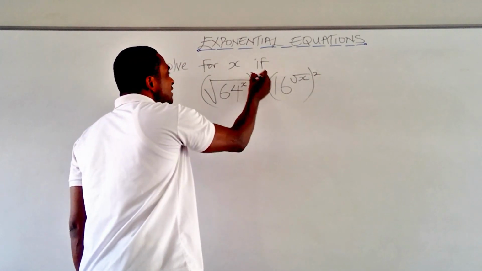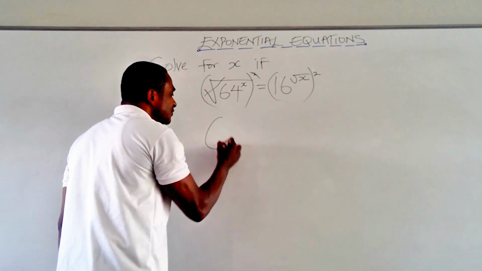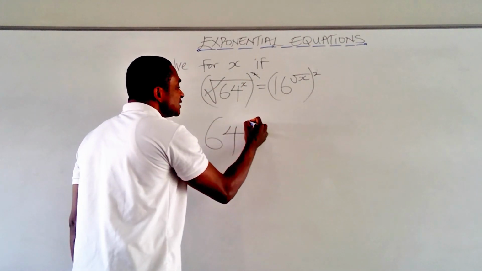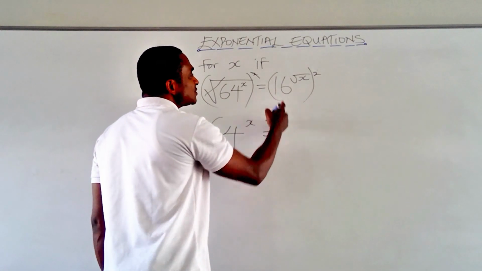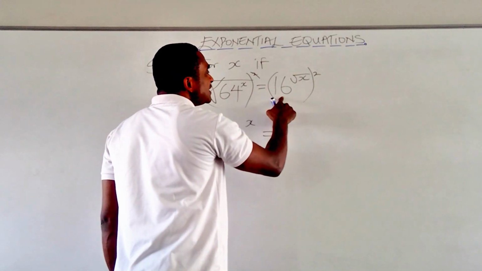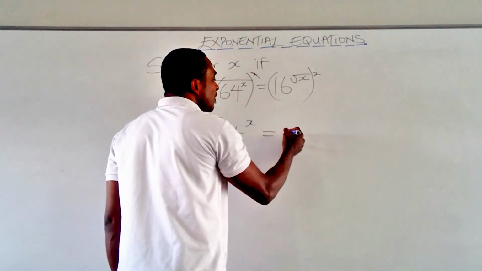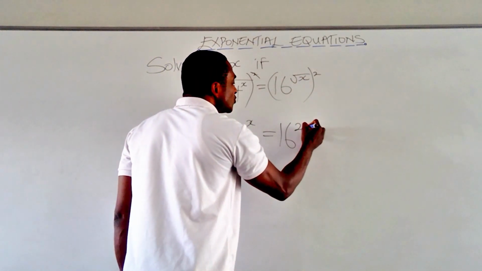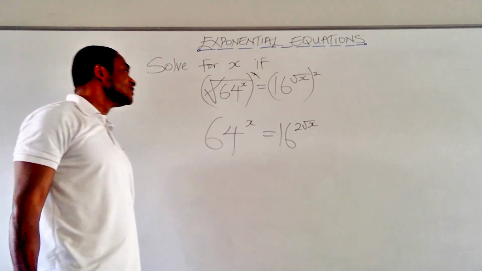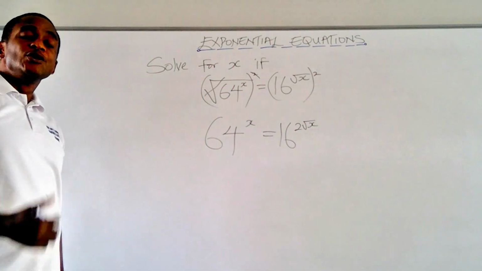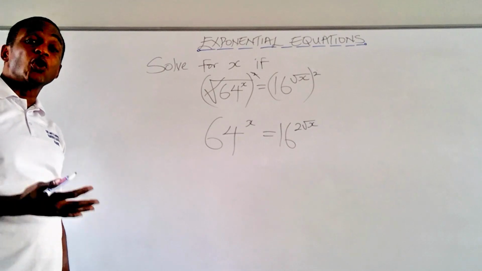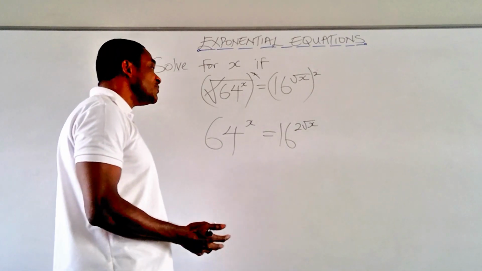Now, if we square both sides, this cancels out the root. We have 64 exponent x equals to 16. Remember, this is the exponent of 16, so we have 16 exponent 2 root x. The normal approach for exponents is to always reduce them to the same base.